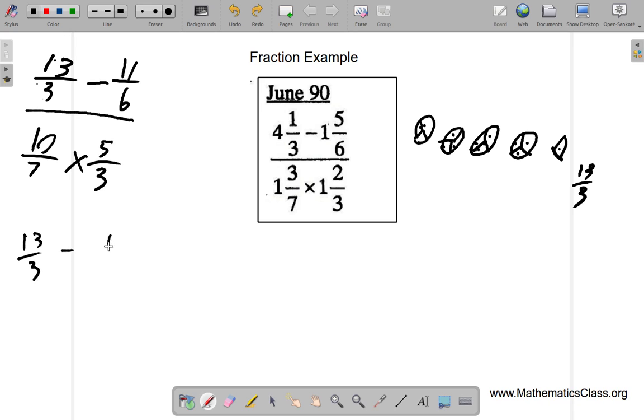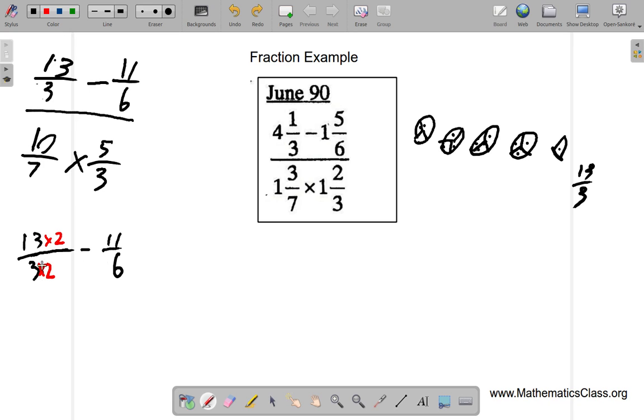13/3 minus 11/6. Here I could multiply the 3 by 2. If I multiply the 3 by 2 and multiply the 13 by 2, then I would have a certain number of 6ths to minus 11/6 from it.